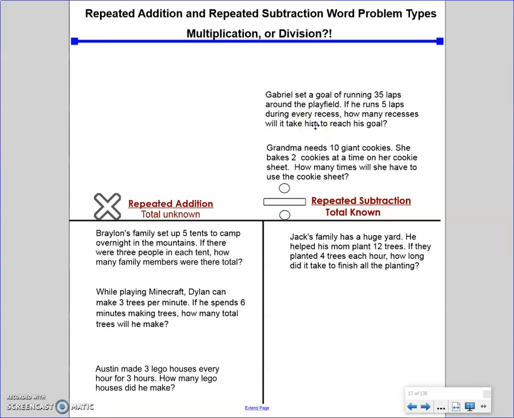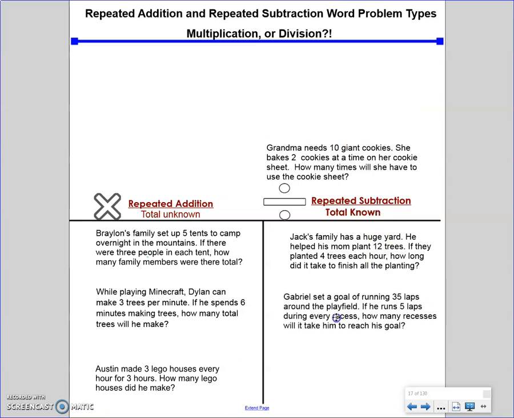If he runs 5 laps during every recess, how many recesses will it take him to reach his goal? Ooh, here we know the total. He wants to run a total of 35 laps. So what kind of problem is this? I agree. This is a repeated subtraction problem because we know the total amount.